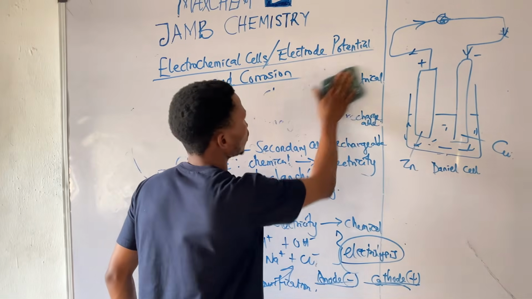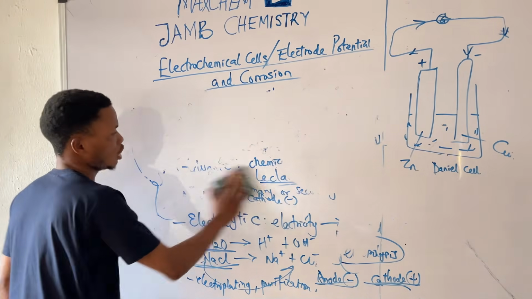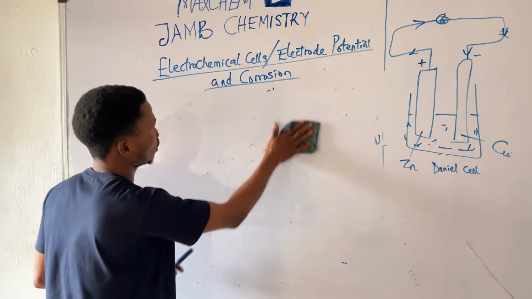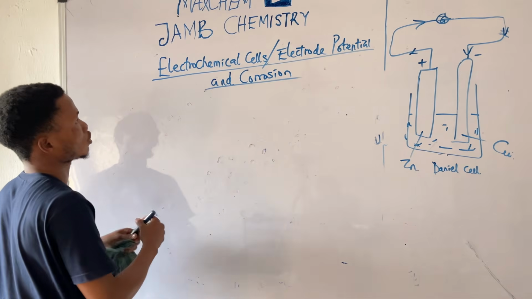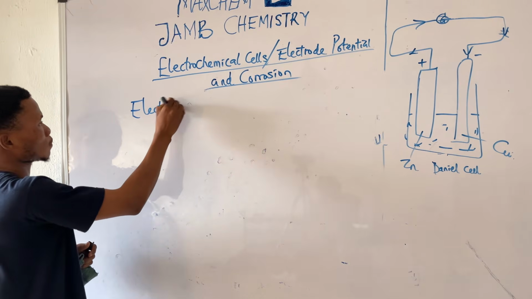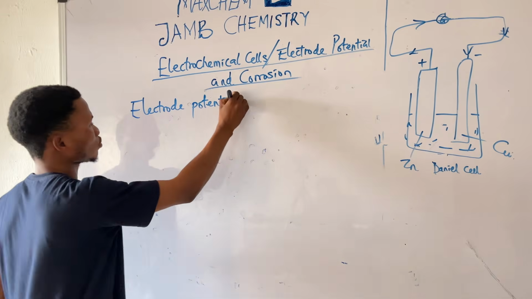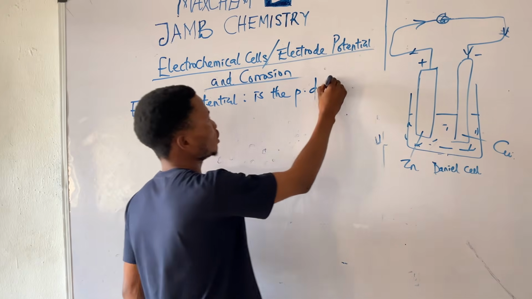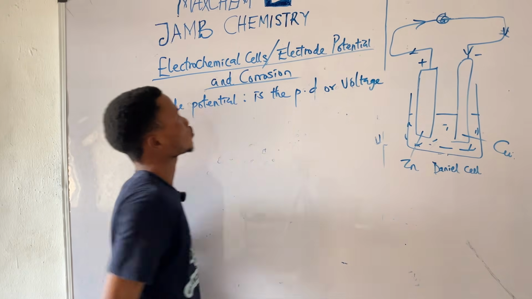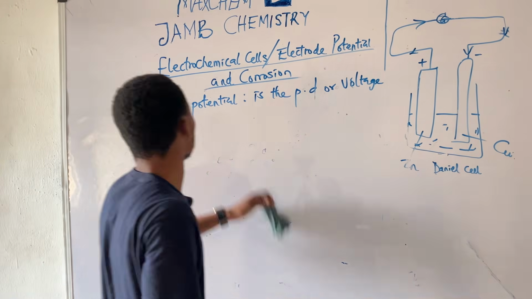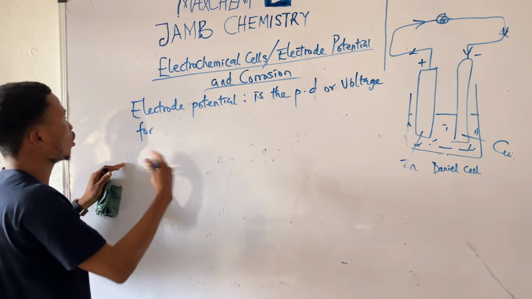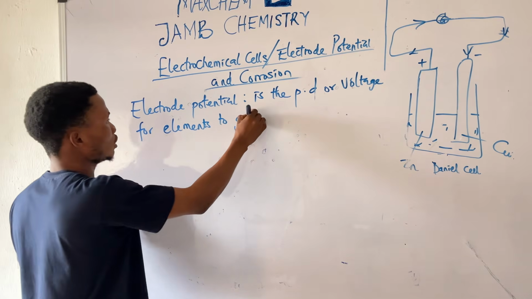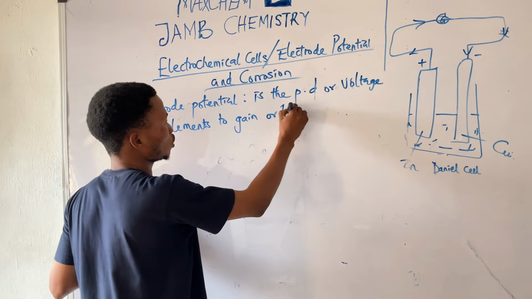So let's move to electrode potential. The electrode potential is the potential difference, that is the PD, or the voltage required for elements to gain or lose electron.